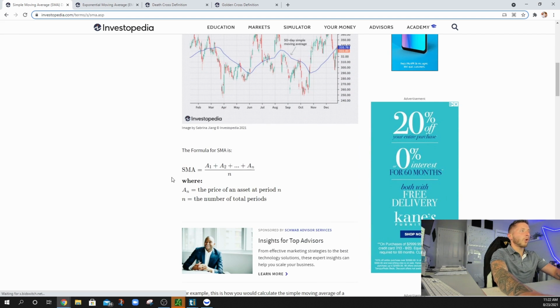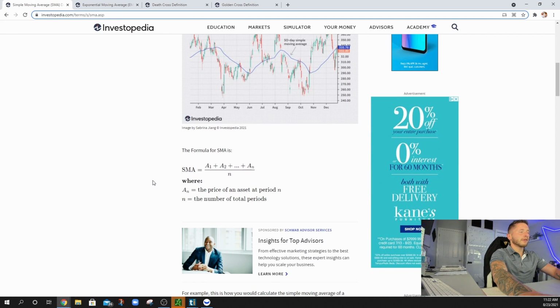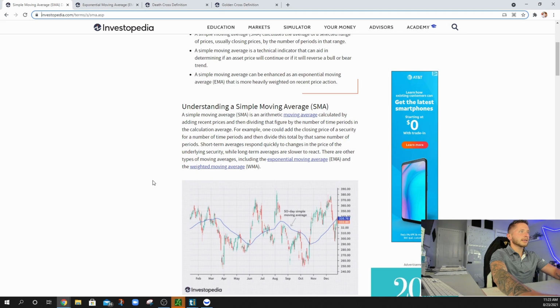But again, here's a formula if you want to know. Basically what this says is taking the last 200 closing prices, adding them all up and dividing it by the number of periods, and that's going to give you the average closing price of any given security. It's going to plot that on the chart for you.